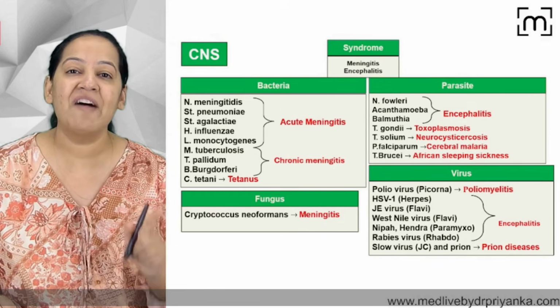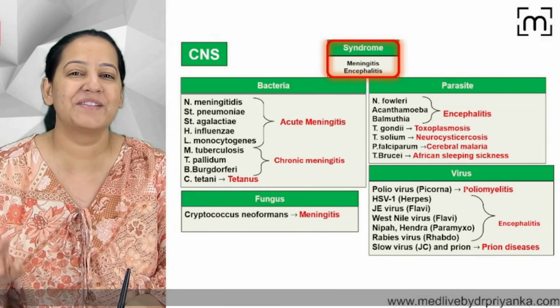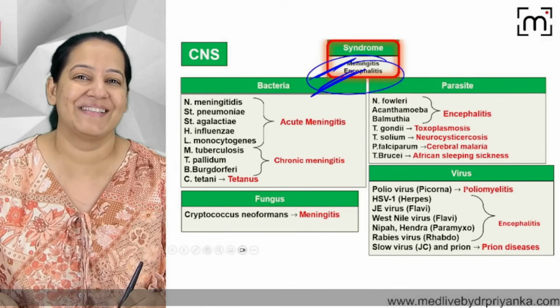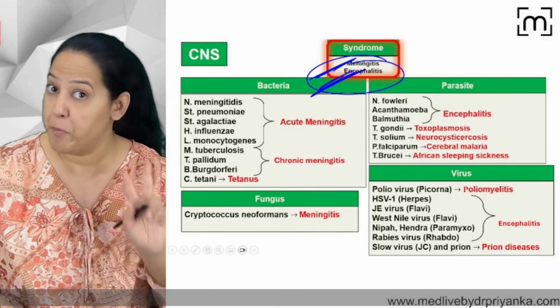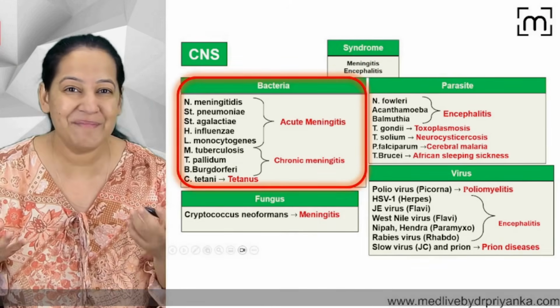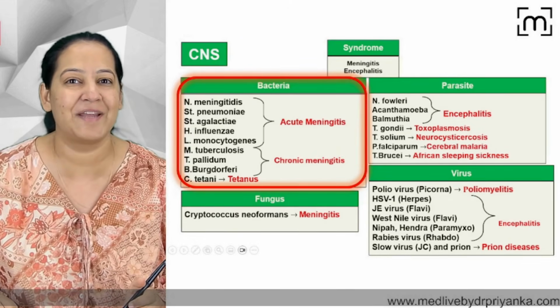First of all, have a look at the syndromes. How many syndromes are there? There are 2 syndromes. What are the 2 syndromes? Meningitis and encephalitis. Appreciate. I will teach you both meningitis and encephalitis. Then we will come to bacteria. How many bacteria are there? There are 9 bacteria. You can see these are the 9 bacteria.